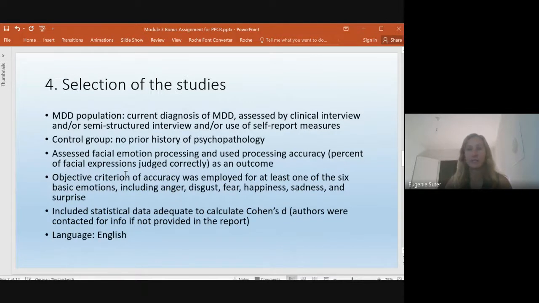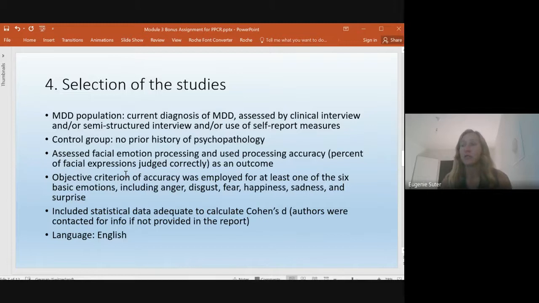How did they select the studies? Well, for the major depressive disorder population, they required a current diagnosis of MDD, and they required assessment of that either by clinical interview or semi-structured interview, or in fact by use of self-report measures. So not simply self-report, but measures that would ask the patient directly about symptoms and allow an assessment in that way. The control group had to have no prior history of any psychopathology.